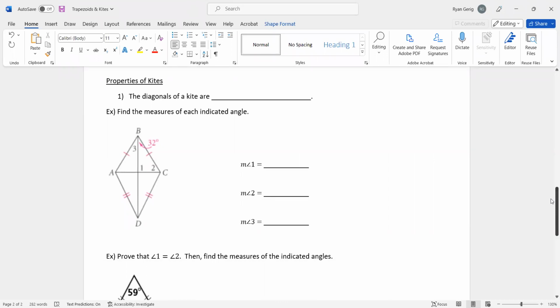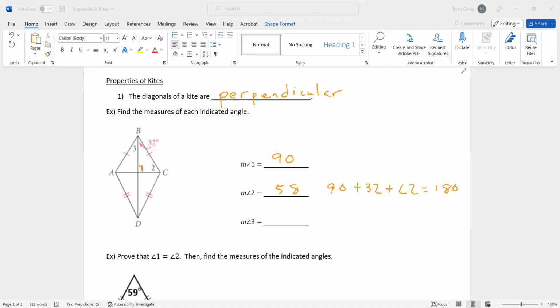There's actually one property of a kite that you need to know, and I told you in the last lesson, some of you might remember this: the diagonals of a kite are perpendicular. All right, find the measures of each indicated angle. Well, angle 1 is where the diagonals intersect. That's a 90-degree angle. Angle 2, well, I know now that I have a 90 for angle 1, plus the 32 that I gave you, plus angle 2 has to add up to 180. And you should get 58 for angle 2.